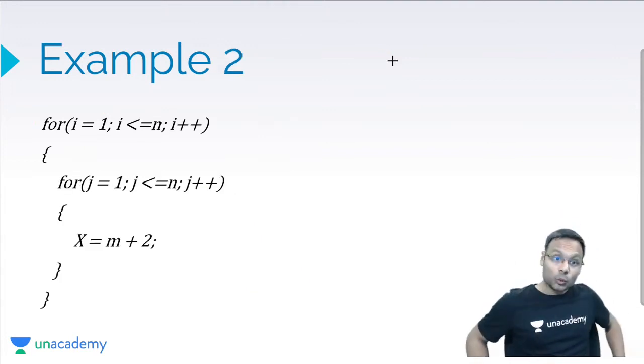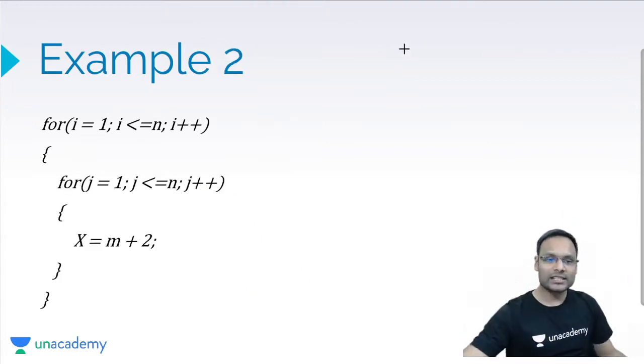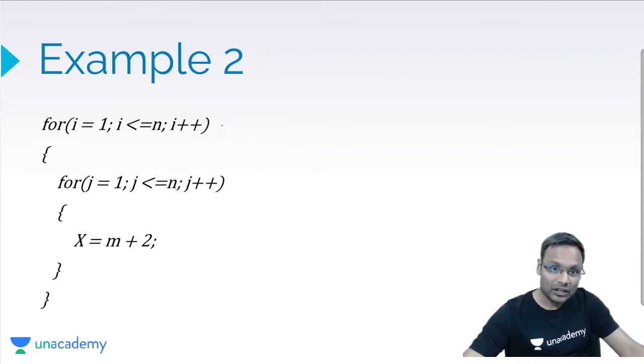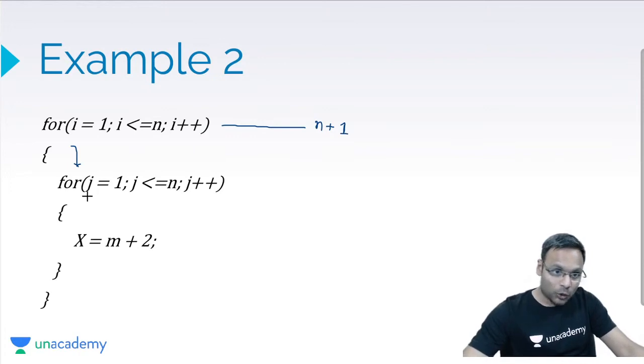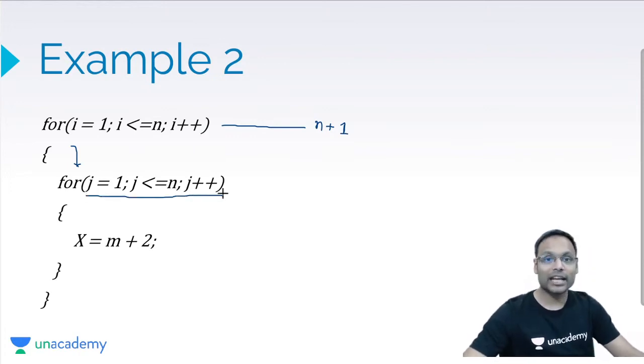Example number 2 is again a very simple one. Let's try to understand how many times each statement runs. This particular statement will run n plus 1 times, as we have just seen. Now for n times you will go inside. For every one of those n times, you are going to run this statement n plus 1 times.